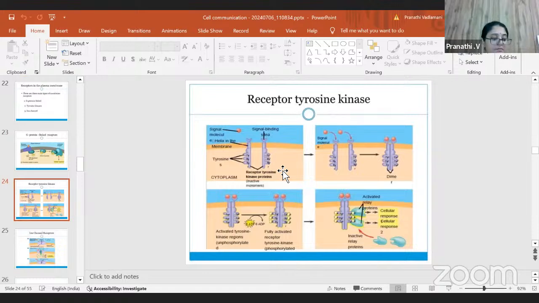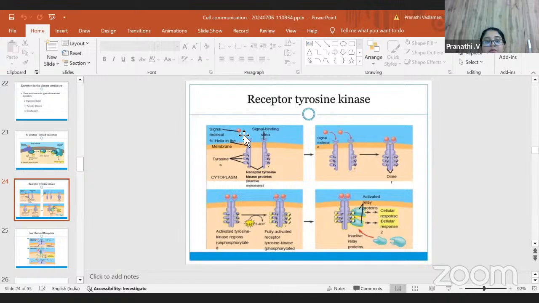When it comes to receptor tyrosine kinases, these have enzymatic activity within them. The signaling molecule binds, and these receptors have enzymatic activity, which is why they are also known as having intrinsic enzymatic activity. So these receptor tyrosine kinases have this intrinsic enzyme activity within their cytosolic region itself. You can just see over here. And these phosphorylate tyrosine residues.